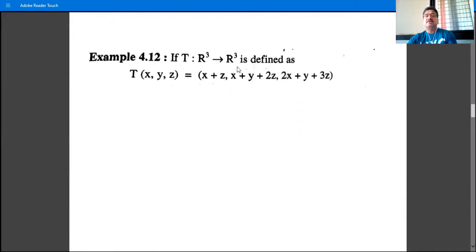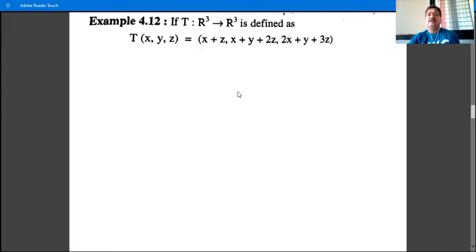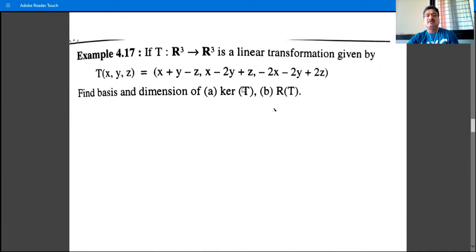So, same example: find the rank and nullity of this linear transformation T. I can write this transformation in matrix form, then find the standard matrix, and then find the rank and nullity of the linear transformation T.